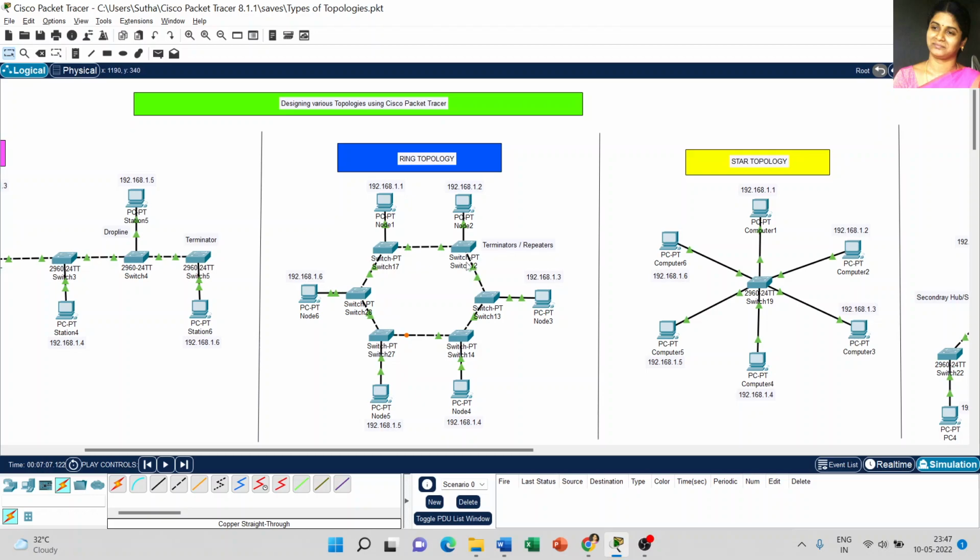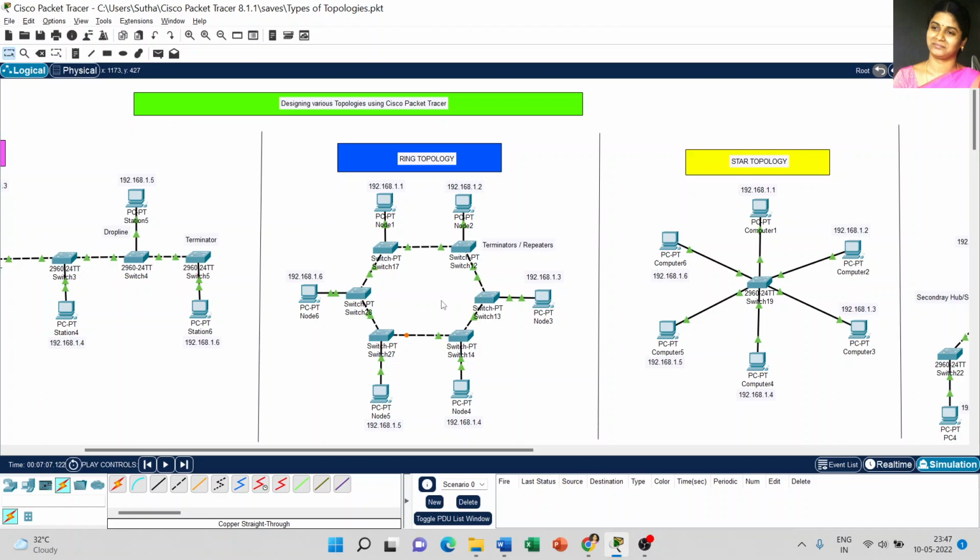And coming to the disadvantages of ring topology, it is difficult to troubleshoot the problem. So if any of the data is lost, or not properly reached to the destination, troubleshooting of the data is really difficult in ring topology.